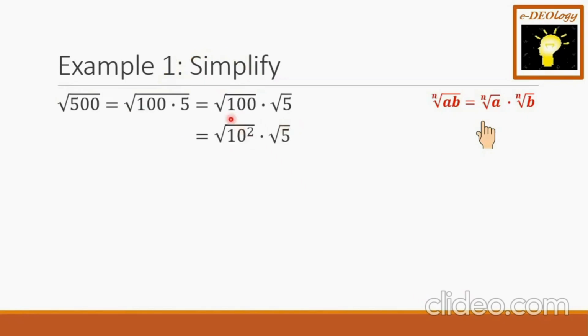Then we shall show that this 100 is equal to 10 squared. The next step, we're going to cancel the radical and the power 2. So the 10, the radicand itself, will come down without the radical and also without the power 2, times the square root of 5. So in here, we simply combine the two numbers, the 10 and the square root of 5, and this is our final answer.